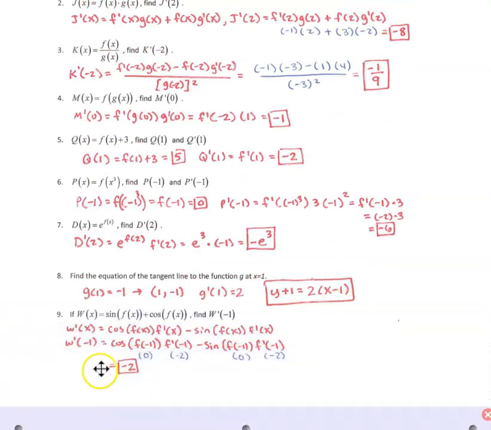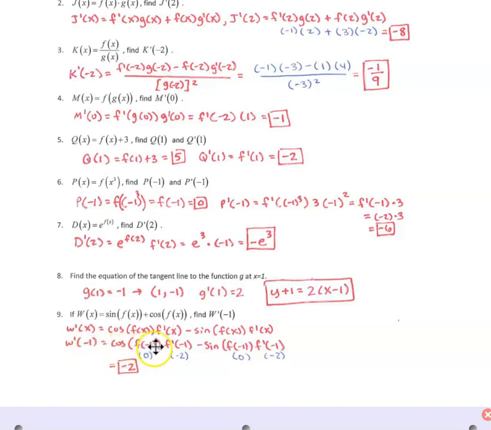And now our last problem is a chain rule problem. If I want w prime, I take sine going to cosine, leaving my inside function f of x intact, times the derivative of f of x, which is f prime, minus, well, cosine going to negative sine, which is why I have a subtraction, sine of f of x, leaving the inside function intact, times the derivative of f, which is f prime. Now let's plug in negative 1.